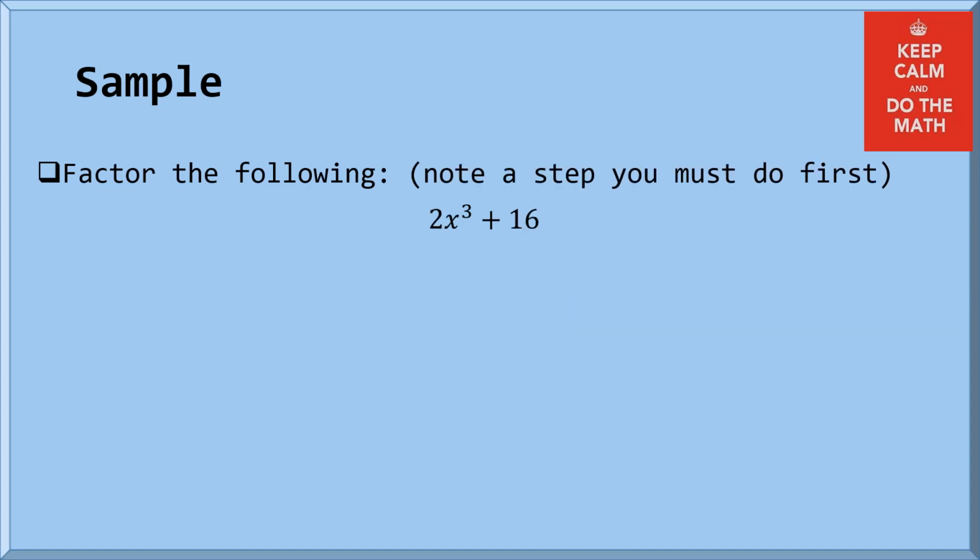Let's try another one. Now this one, you'll notice that the 2 and the 16 are not perfect cubes. So even though it looks like sum of cubes because there's an x cubed, I'm going to have to do something first. So I notice that 2 is the greatest common factor between 2 and 16. So I'm going to factor out the 2 first, and that's going to leave me with x cubed plus 8. Now this is definitely a sum of cubes. So now I'm going to take the cube root of the first term, which in this case is just x, and the cube root of 8 is 2. Now I'm going to plug them into the formula.